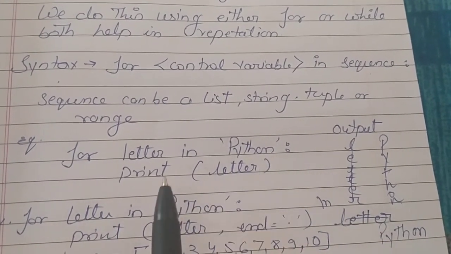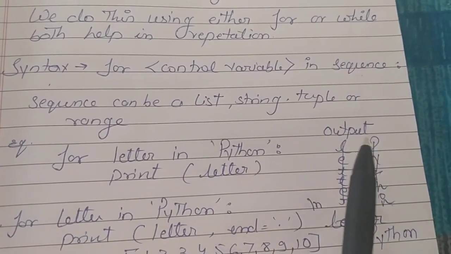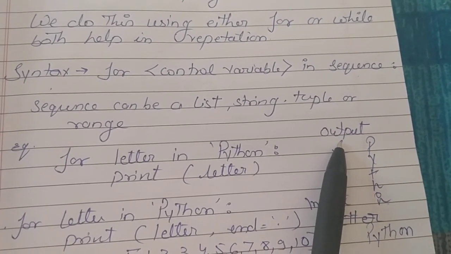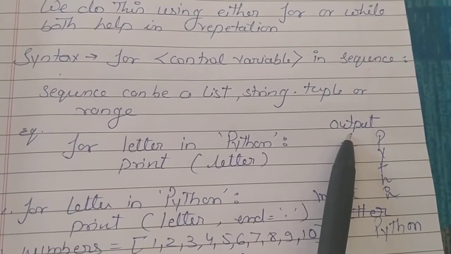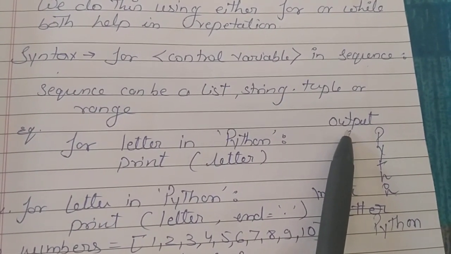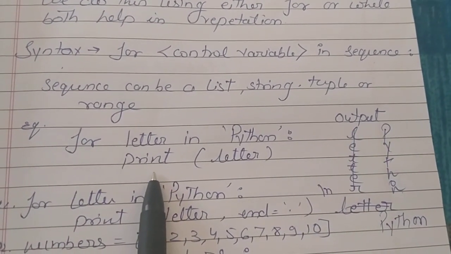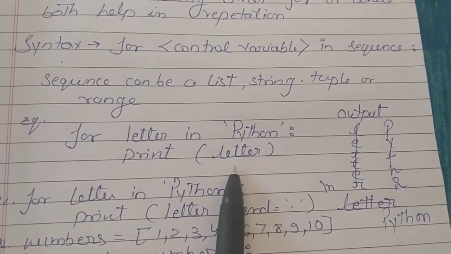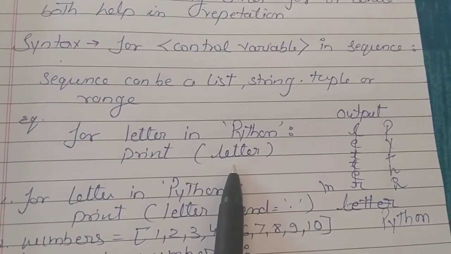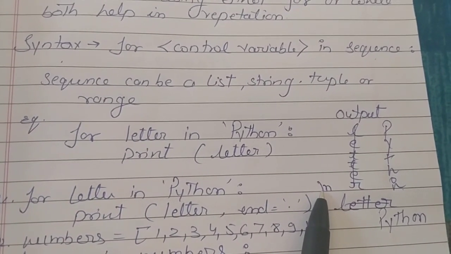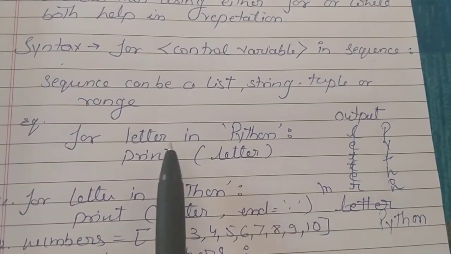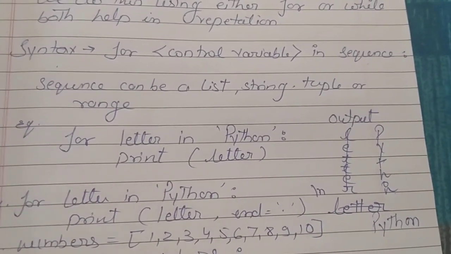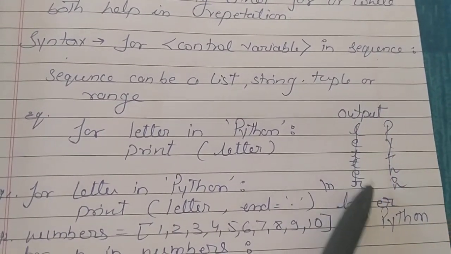That is Python. Print letter is going to give you output something like this: PYTHON, and each character will be printed on a fresh line. Now why? Because print is a function, and this function by default has an argument which carries \n. \n is the new line character. So every time your control comes to print, it will shift the output to a new line. That's why Python is printed like this.